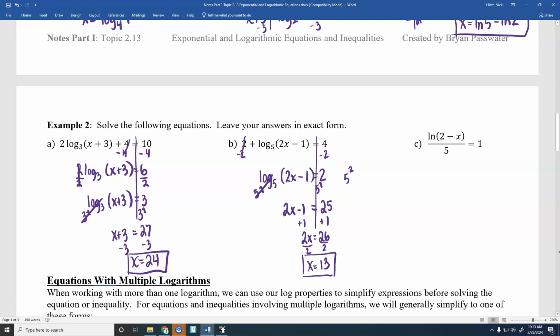Yeah, I like them a little better. Definitely the answers I like better. I do not like to get ugly answers. But it does happen. For example, C is going to have an ugly answer.